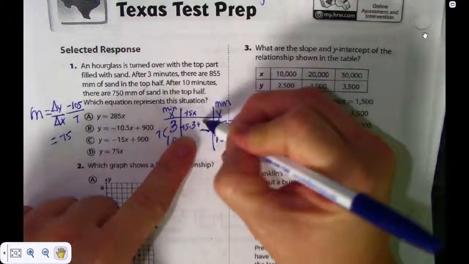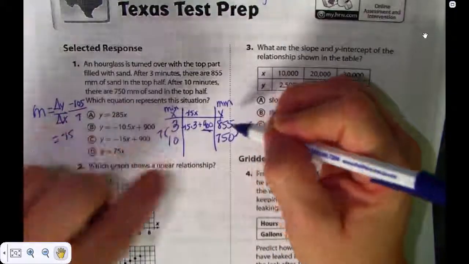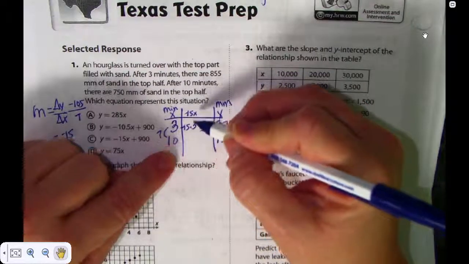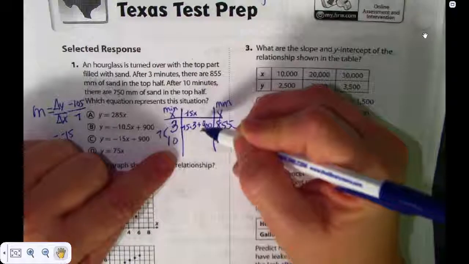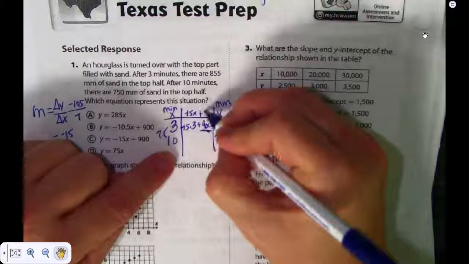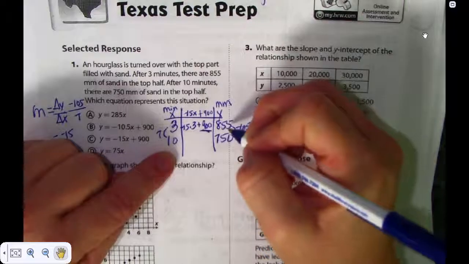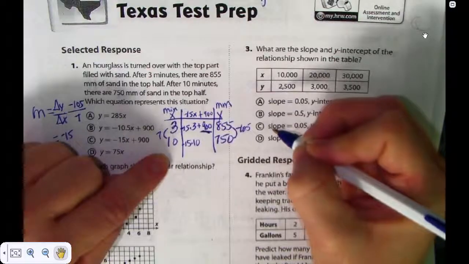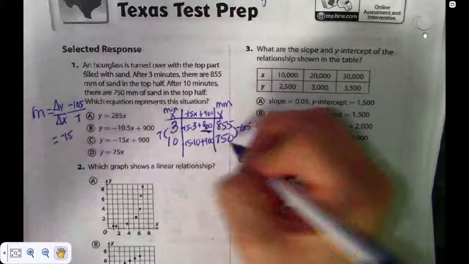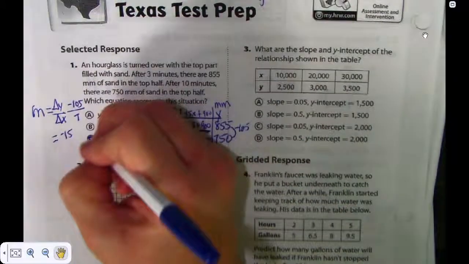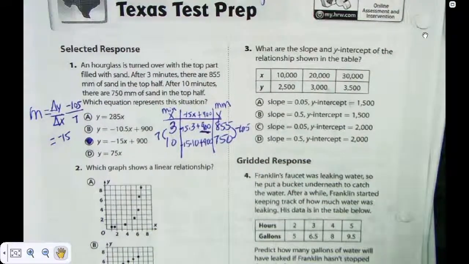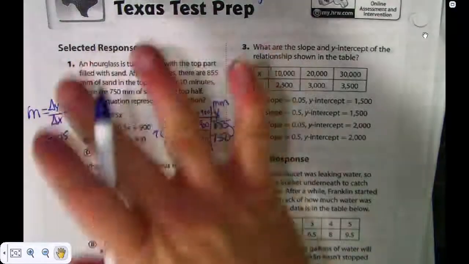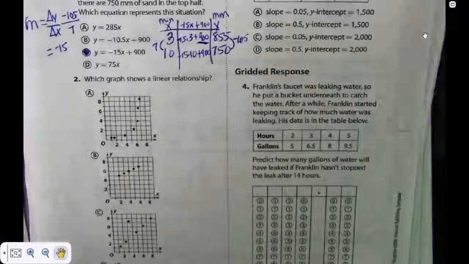Okay? So how would I get 900 other than look over here? 855 minus negative 45. Good. Did it work? Everybody that did it on the calculator, it worked. Okay, so negative 15 times 10 plus 900. Is that 750? Yes. So that's going to be C. Who got that right? Good. With work. Because if there's no work there, you wouldn't have gotten it right.